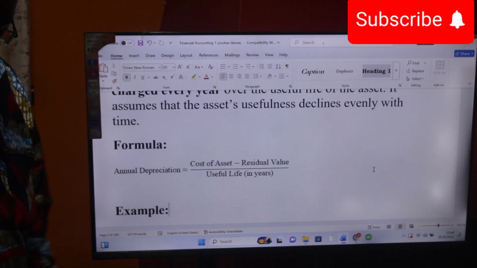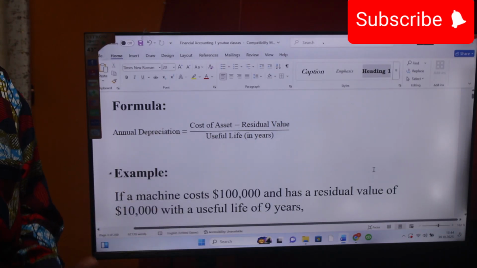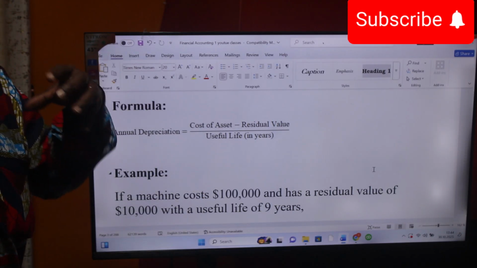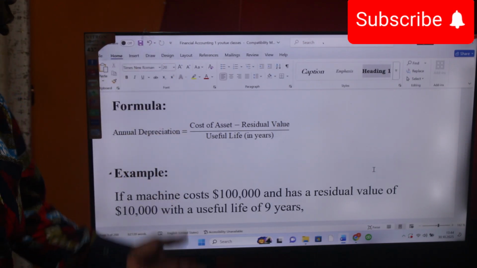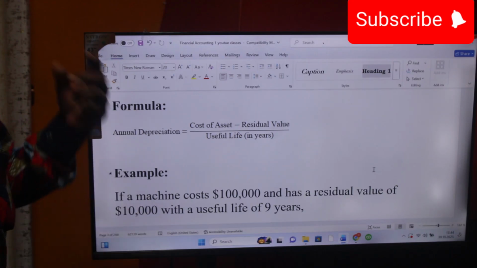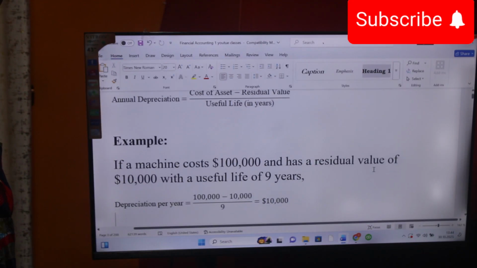The residue value is always given in the question. As a matter of fact, there are very many questions you may find. You are being told to determine the cost of the asset, and then you are being told the life is this period of time, and you are told to calculate depreciation based on the straight line method or based on the reducing balance method. So we are giving an illustration.